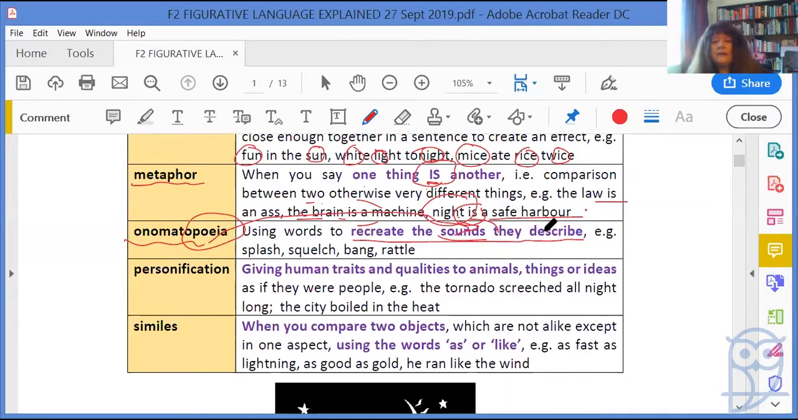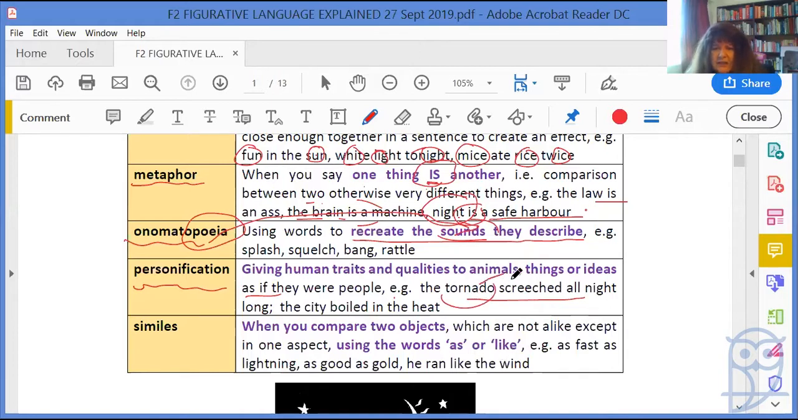Right, the last two now. Personification. What on earth does that mean? It's when you give human traits and qualities to animals, things, or ideas as if they were people. Okay? You're going to pretend that object is a person. We're not looking at irony today. Look at it later. The tornado screeched all night long.